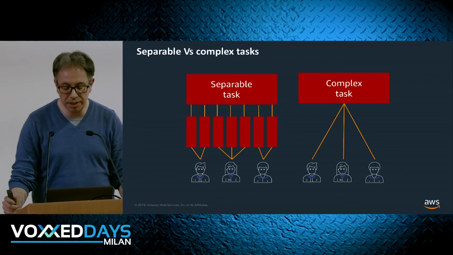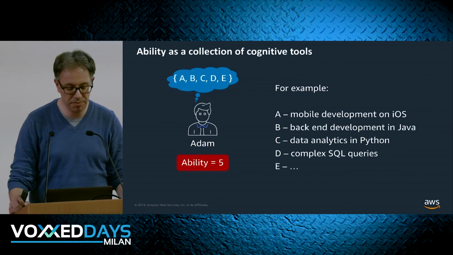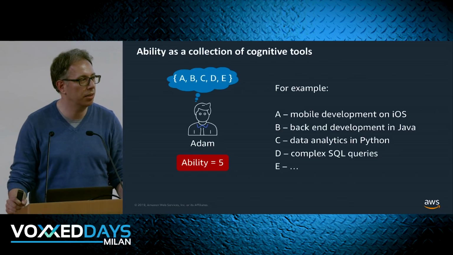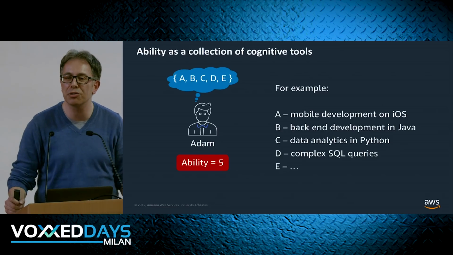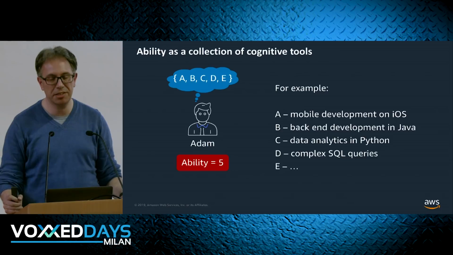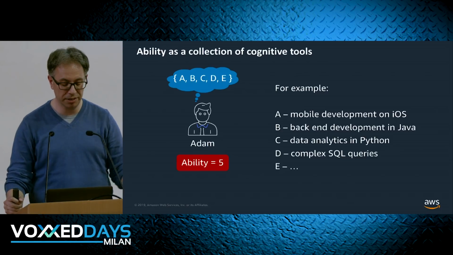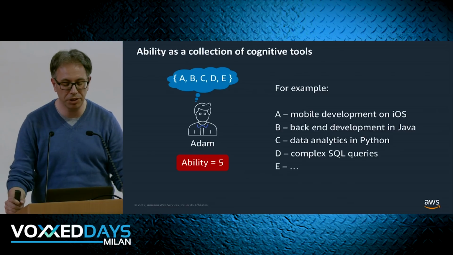So to understand why we need cross-functional teams, let's try to build a simple model. People say that all models are wrong, but some are useful. So hopefully this is a useful one. Let's say that we can map the ability of people as a list, and let's use letters. So A, B, C, D, E are the 5 abilities that Adam has in his own portfolio of cognitive tools.